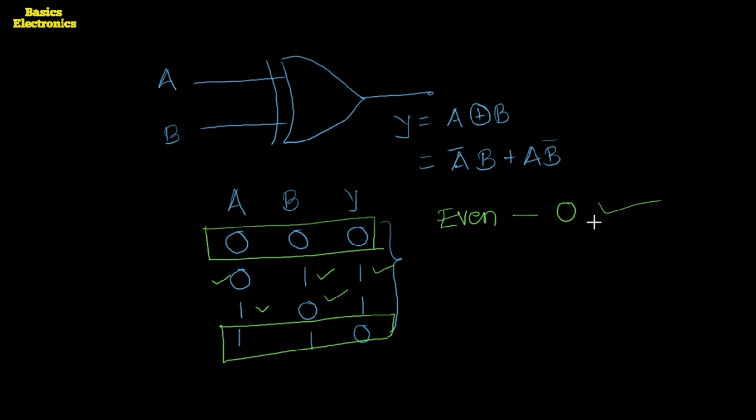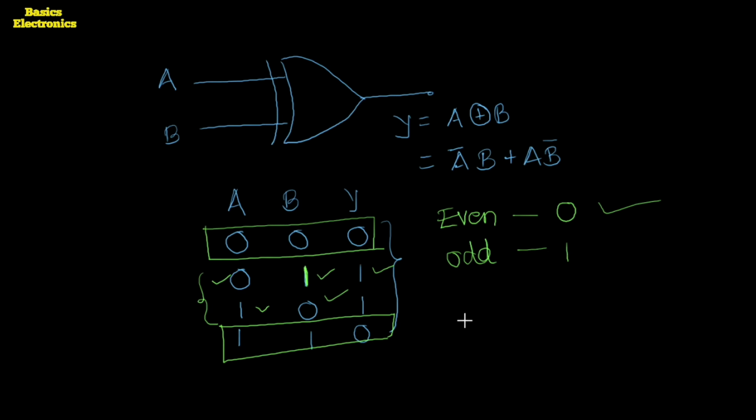The XOR gate produces a logically high output when it has an odd number of logically high inputs. See the second and third entries. Here B is equal to 1, only one input is high, and one is an odd number. For an odd number of high inputs, it produces a logically high output.